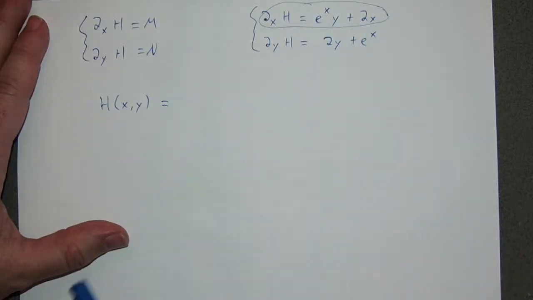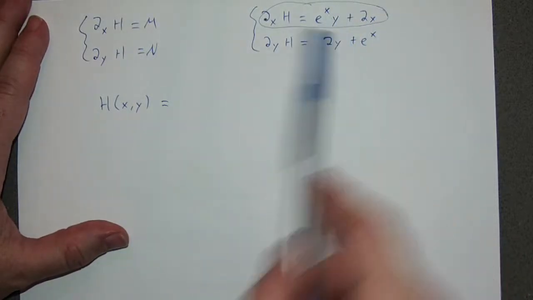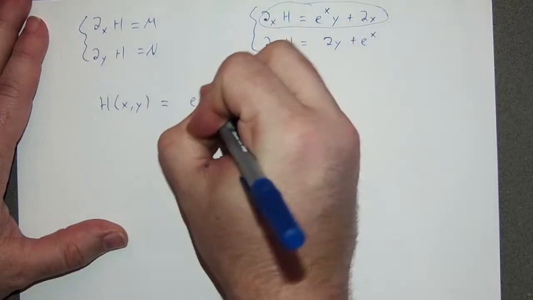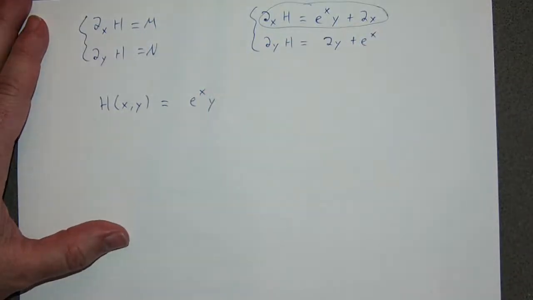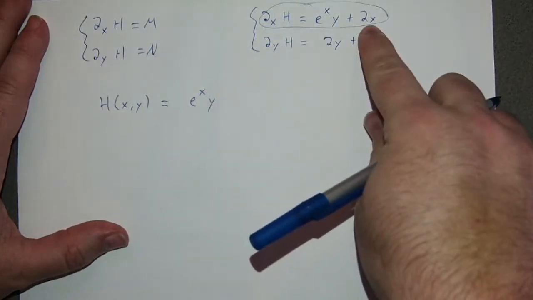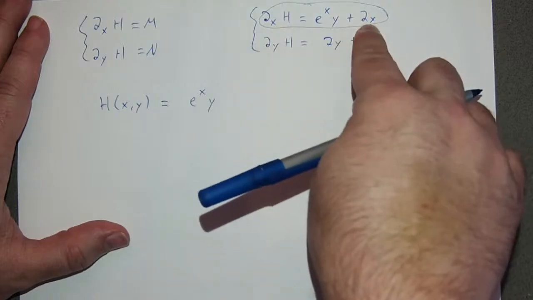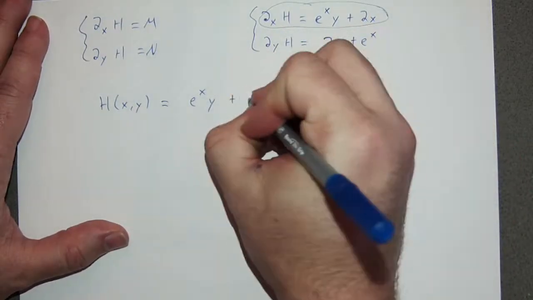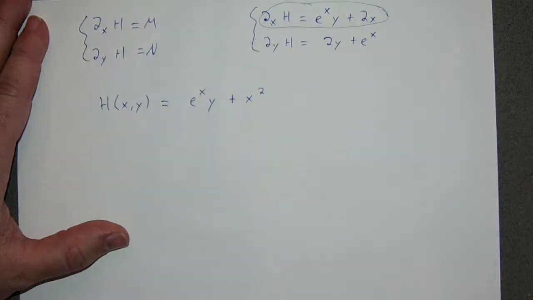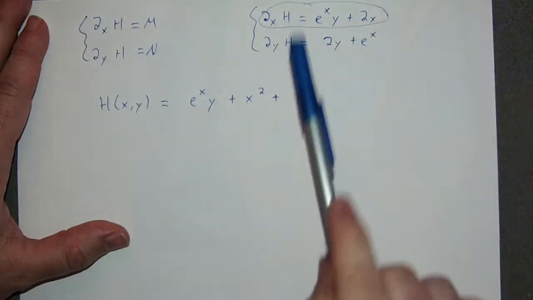And so this implies that h of xy is equal to the integral of the right-hand side with respect to x. So what's the integral of e to the xy with respect to x? Well, it's just e to the xy. What is the integral of 2x with respect to x? This is plus x squared, plus an integration constant.